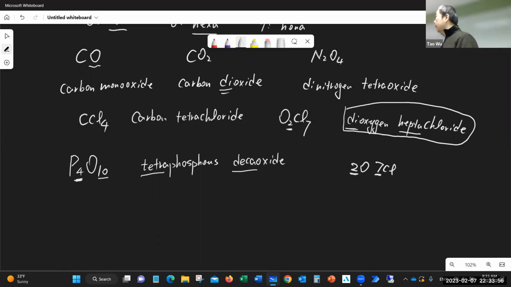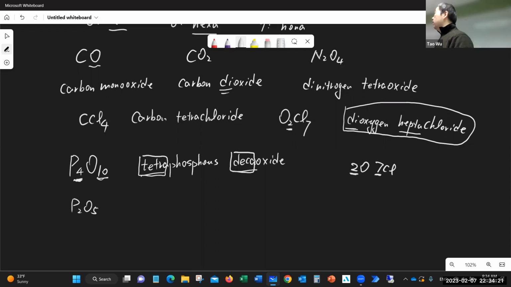Are you clear? The prefix here shows you how many atoms of each element are in the formula. And one very important thing: don't simplify those. Don't make this P2O5. Those are different molecules.